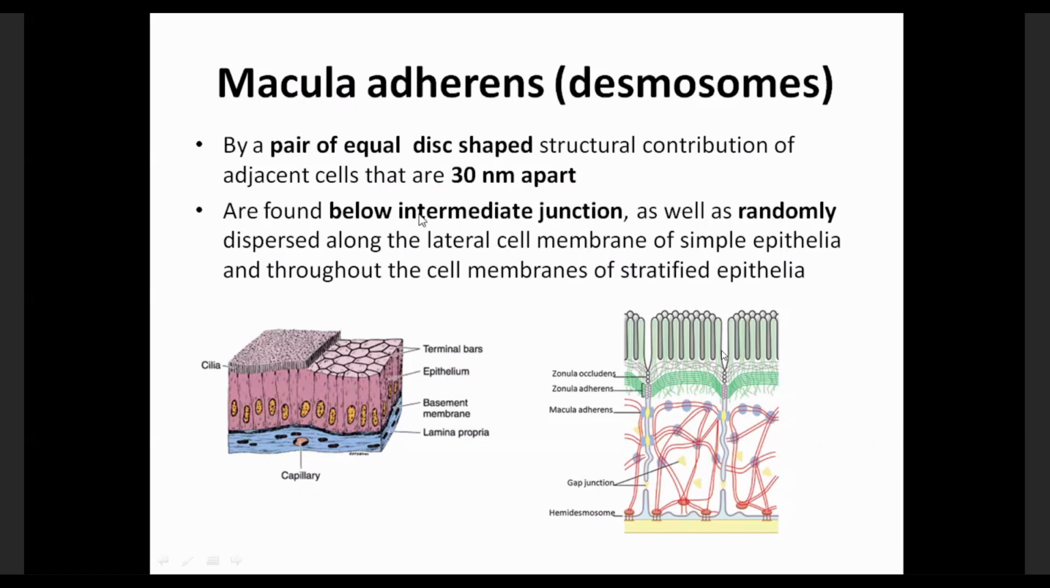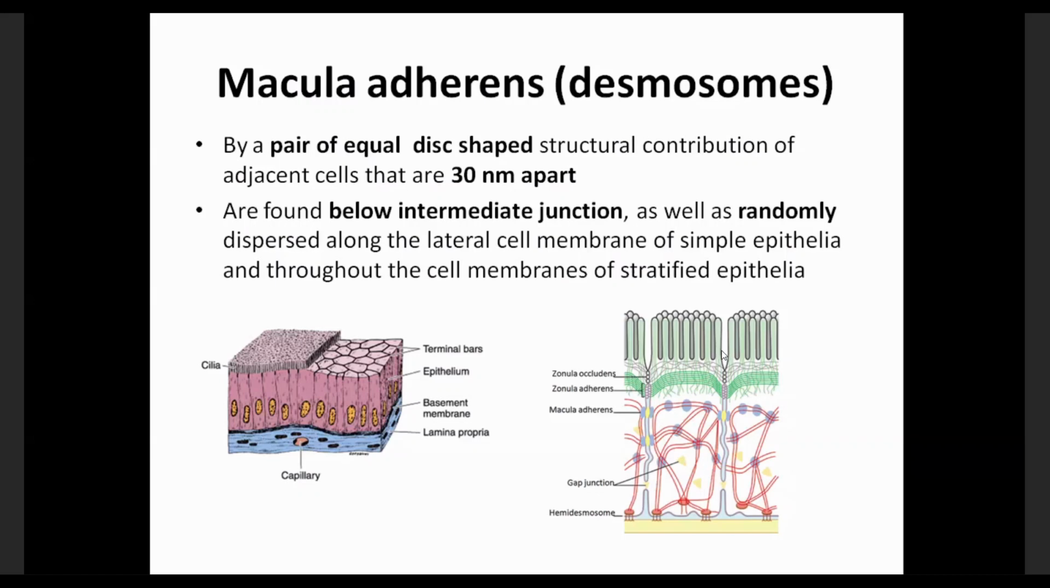You see, adjacent cells need not be connected right at one location, but can be connected at multiple sites. When they are connected, the connection is not in a circumferential manner, but in a disc-like manner, disc to disc. Two cells would contribute some structures, and with reciprocal structures, they are linked together. And it is not zonula, it is point to point, it is macula.